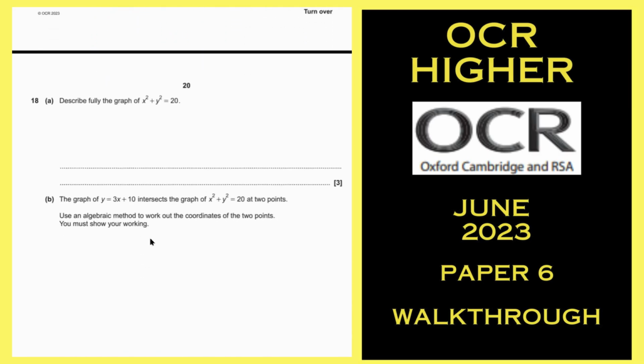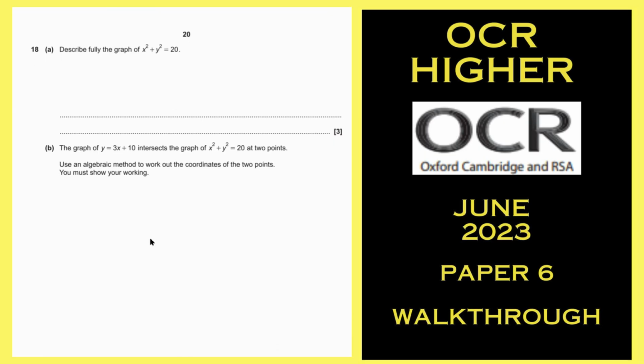Number 18. Describe fully that graph. When you've got x squared and y squared, folks, state the obvious. Hopefully you've seen it before. That's a circle. 1 mark. Its centre, because it's not got any x plus 1, x minus 1, the centre is the origin, or 0, 0.